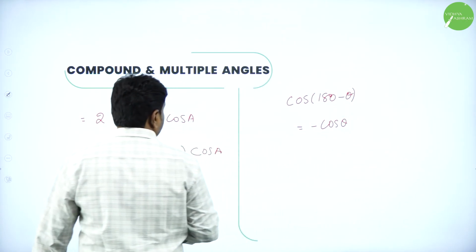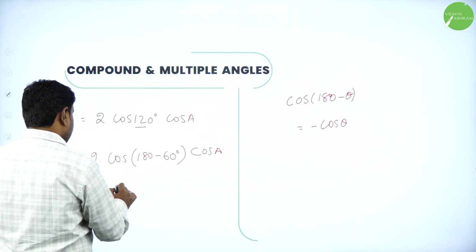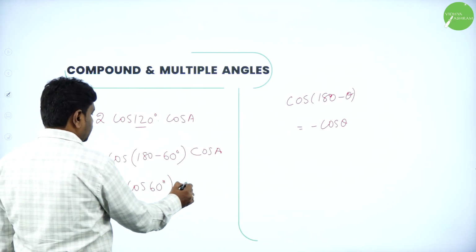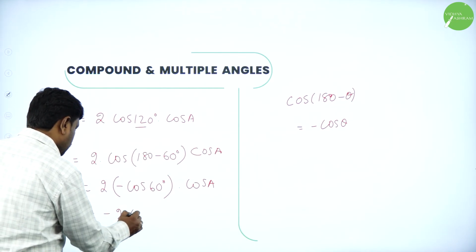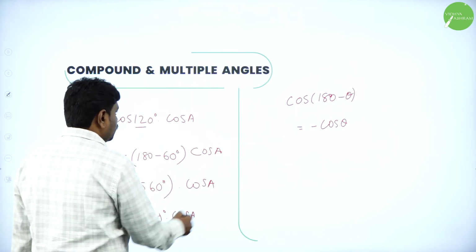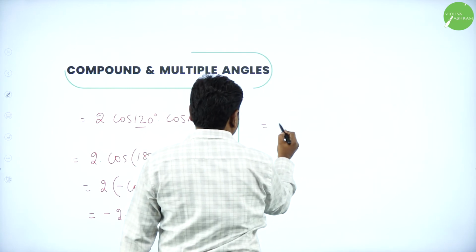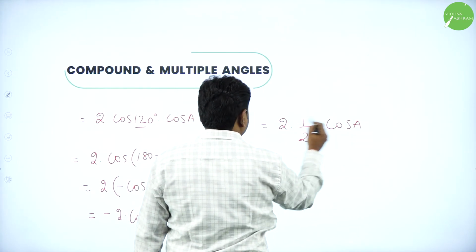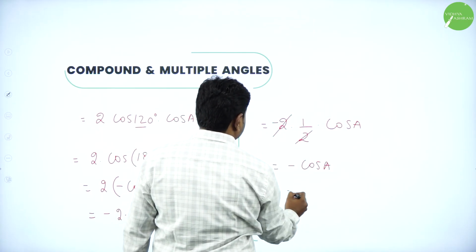So 2 into minus cos 60 it will be. Cos of 180 minus theta is minus cos theta, into cos A. So plus into minus is minus, minus 2 into cos 60 degrees into cos A we have. So from the angle table, you know what is cos 60. What is the value of cos 60? Cos 60 is 1 by 2. 2 into 1 by 2 into cos A. Minus as it is outside. 2 cancels. So what is left out? Minus cos A. This is your RHS.